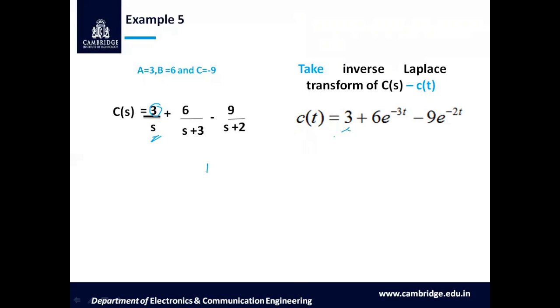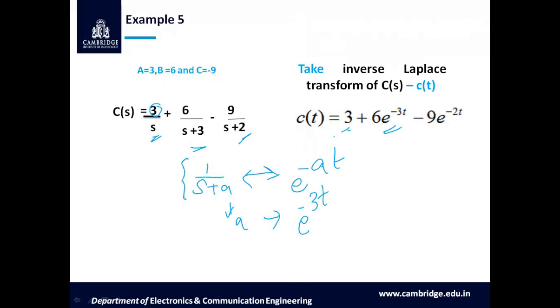And we have the Laplace transform 1 by (s plus a), whose inverse is given by e to the power of minus at. So you have here 1 by (s plus 3). So a is 3 here, hence we get e to the power of minus 3t. Similarly, the third term is of the form 1 by (s plus 2). So it is again the same Laplace transform pair 1 by (s plus a), which implies e to the power of minus at. Hence, I can write it as e to the power of minus 2t. And thus, we have obtained the response of a unity feedback control system.